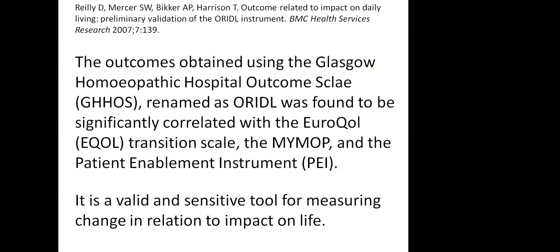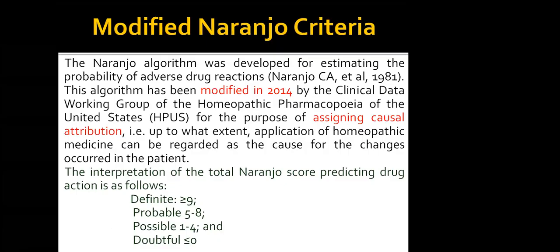So apart from these two, another is a modified Naranjo criteria. The Naranjo algorithm was developed for estimating the probability of adverse drug reaction. Now, this algorithm has been modified in 2014 by the Clinical Data Working Group of the HPUS for purpose of assigning causal attribution. Means up to what extent application of homeopathic medicine can be regarded as the cause for the changes occurred in the patient. Means whether the effect the patient is showing is due to our homeopathic medicine or something else.